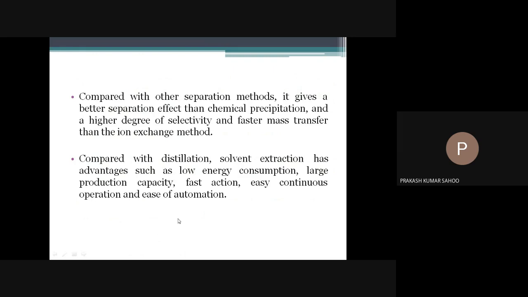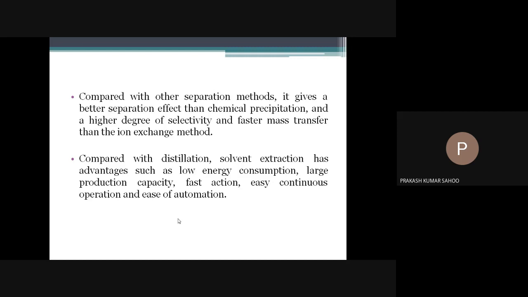Compared with other separation methods, it gives a better separation effect than chemical precipitation, and a higher degree of selectivity and faster mass transfer than the ion exchange method. Compared with distillation, solvent extraction has advantages such as low energy consumption, large production capacity, fast action, easy continuous operation, and ease of automation.